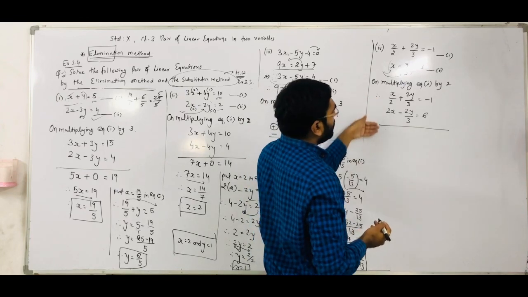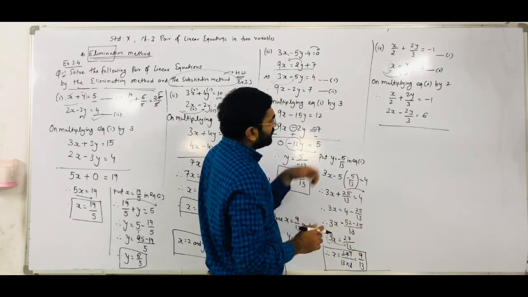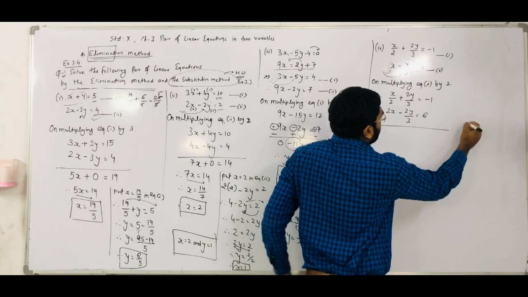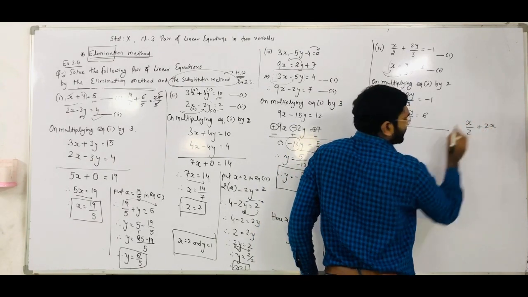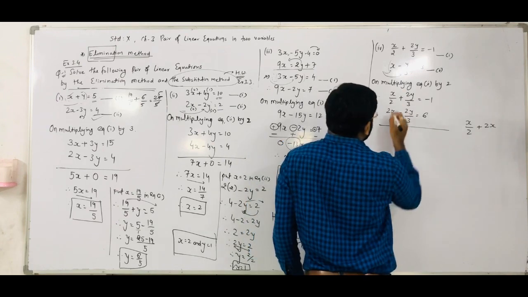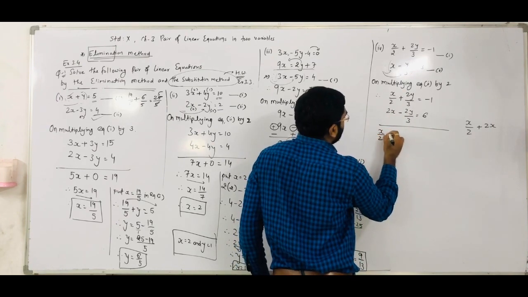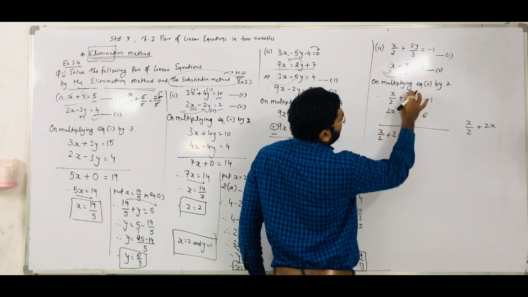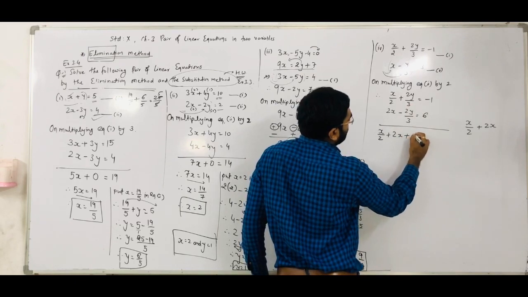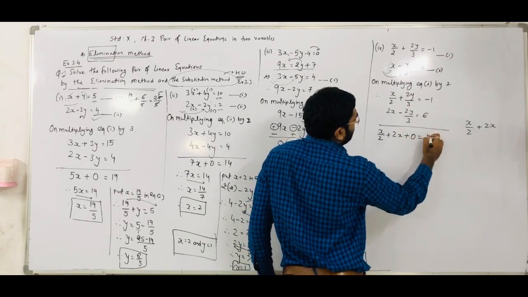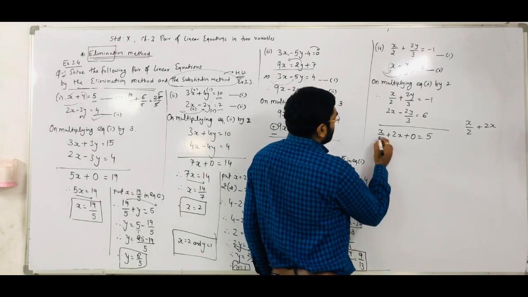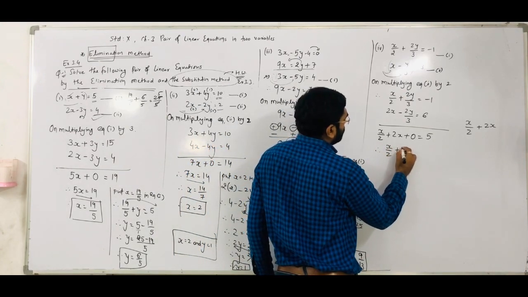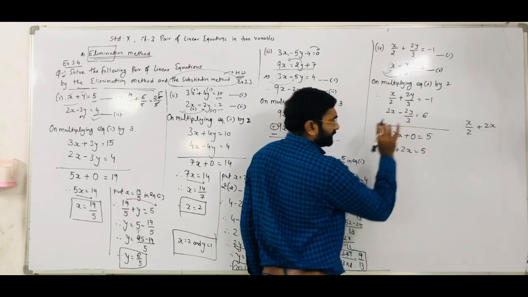Okay. Now whatever the same term, its sign is different. So for both equations, what do we have to do? We have to do the addition. So whenever you do the addition, x by 2 is added with 2x, right? So here the two y terms addition is 0. Then minus 1 plus 6 we get as 5, right? So here x by 2 plus 2x is equal to 5 we get.